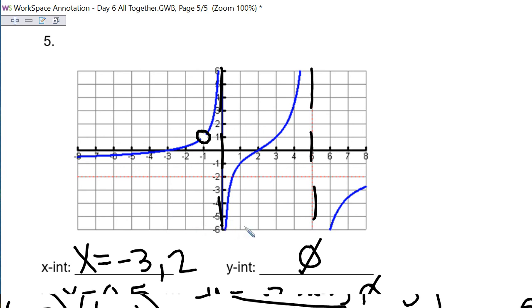Okay, I want you to go ahead and start writing that function. Just put everything we've done so far. So take care of your x-intercept, take care of your vertical asymptote, and we'll talk about what you'll have to do for that hole here in a minute.